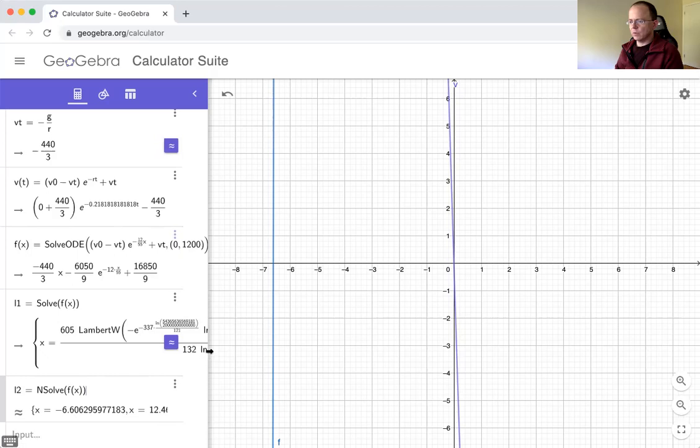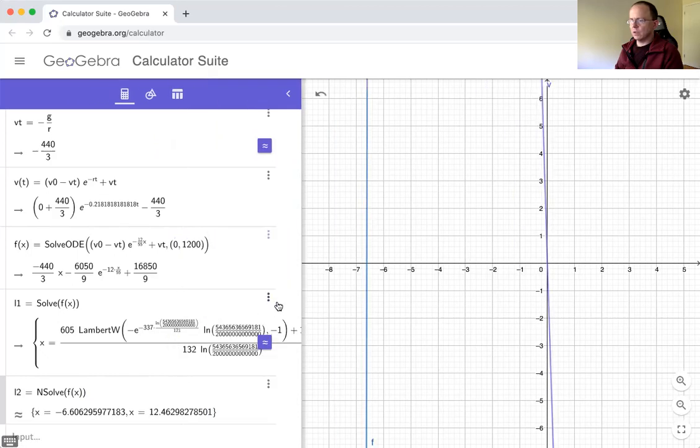Let's see, let's move this over. Right there. So it's about 12, so I'm just going to write this down. It's like 12.46 and so on seconds. Okay, so there's our answer.